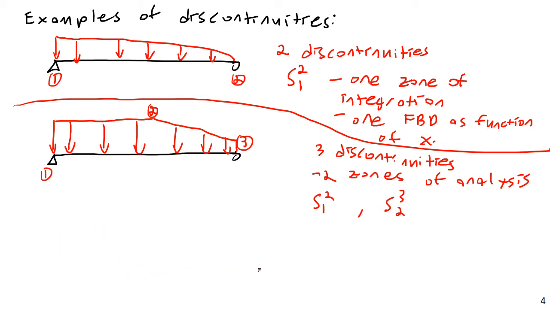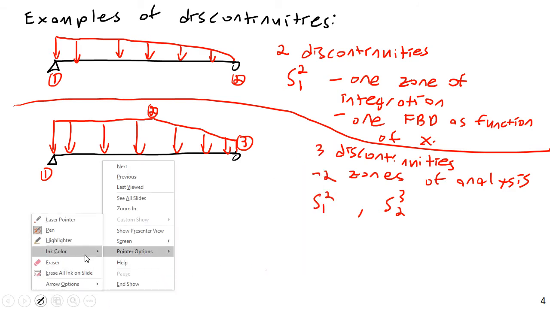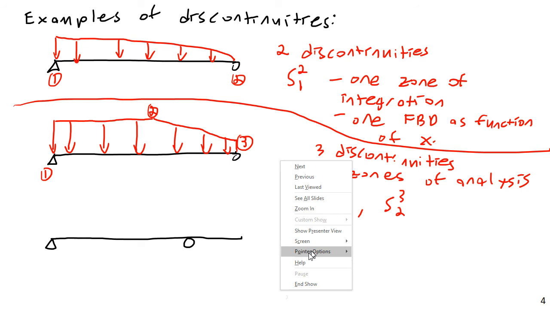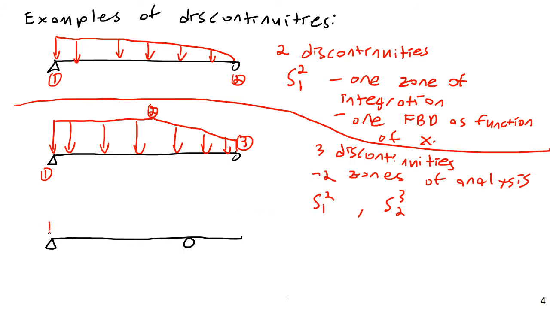Okay, let's look at something else. What if I had another beam here, and then something like this? Let's make a really fun beam. Let's do something like this. How many discontinuities do I have now? 5. A whole bunch. Let me count them.